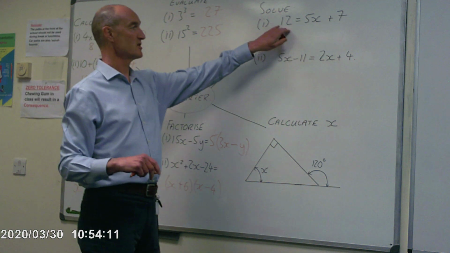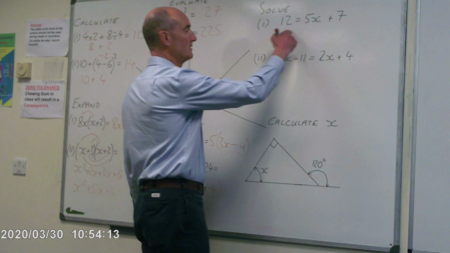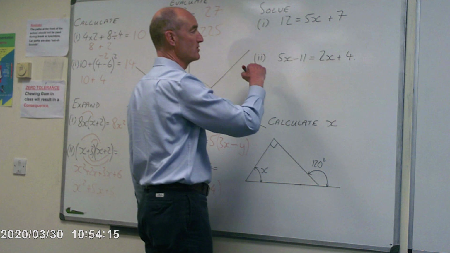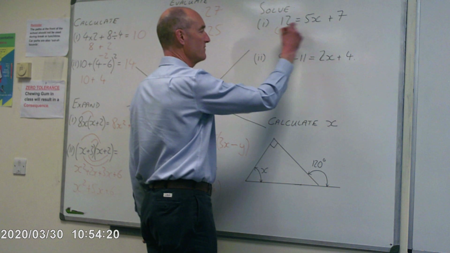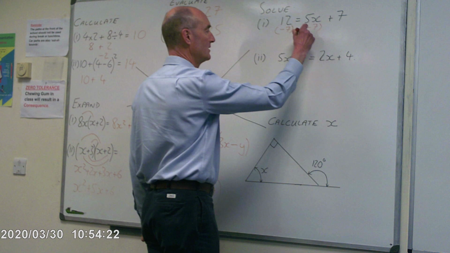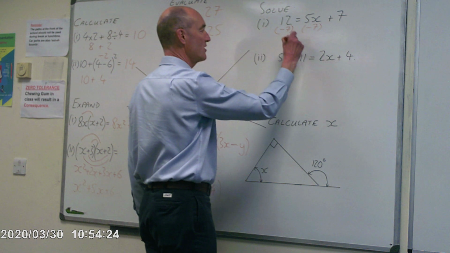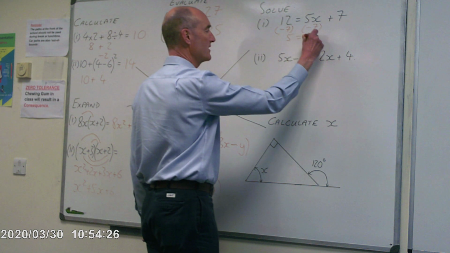Solving, x equals, balancing both sides of the equations. We want to get the x on its own. First thing we do, subtract 7 from both sides. That leaves us on the left hand side with 5, and that equals 5x on the right hand side.